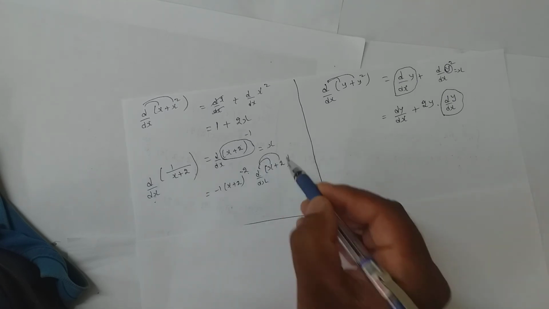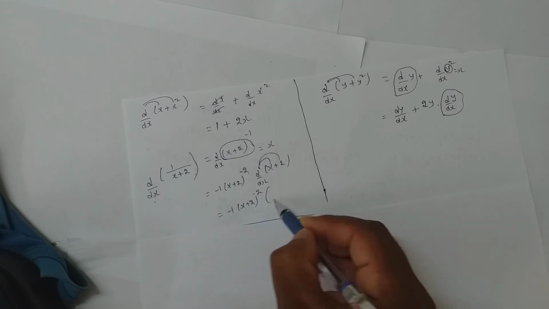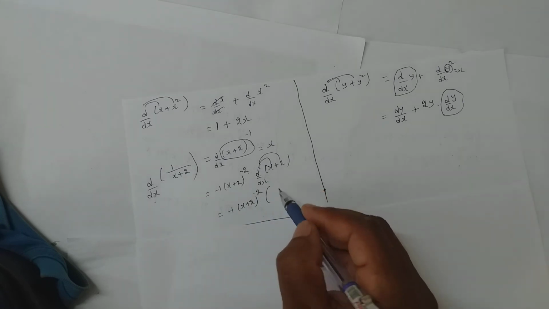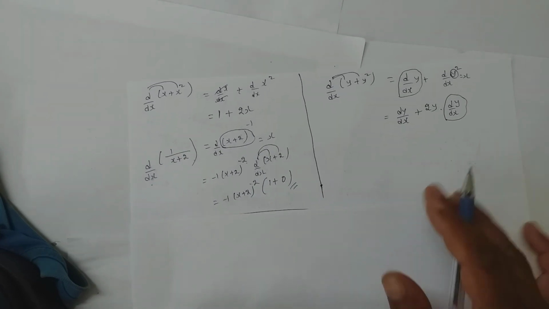So now this gets applied to each of it. So minus 1 into x plus 2 power minus 2 into dx by dx, which is 1. For 2 it is 0. So this is where you stop.